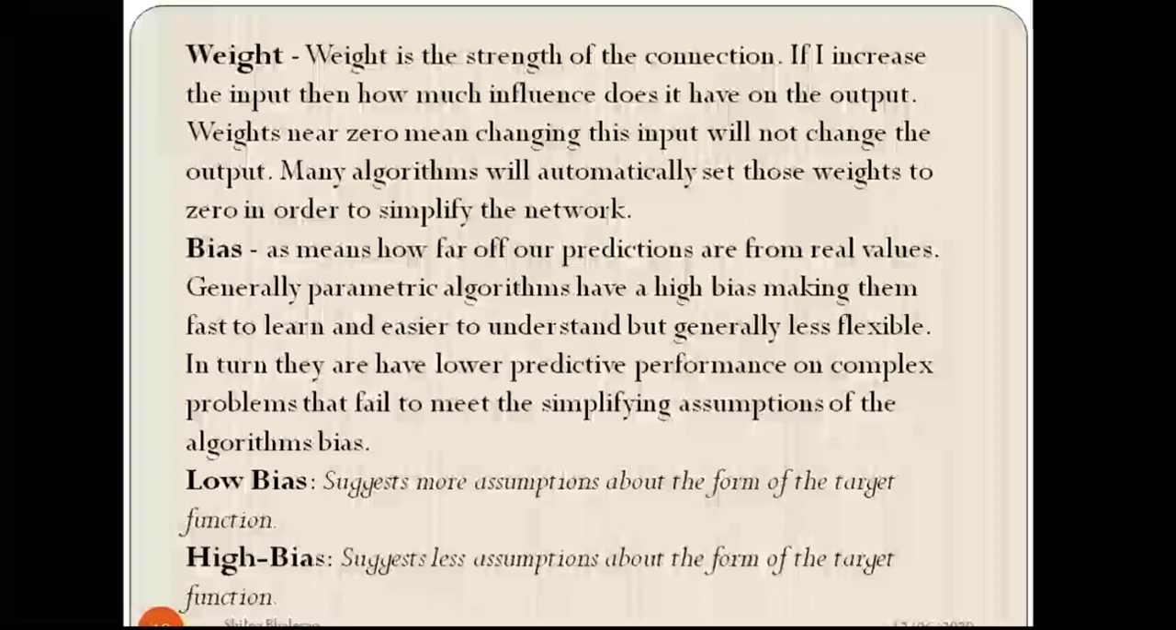Now the difference between low bias and high bias. If the bias is low, there are more assumptions about the form of the target function. If the bias is high, it suggests fewer assumptions about the form of the target, which means the adjusted error is less. So we need to decide how much bias we have to take.